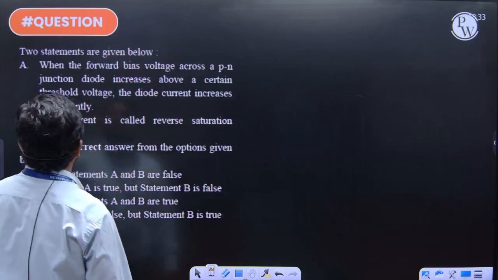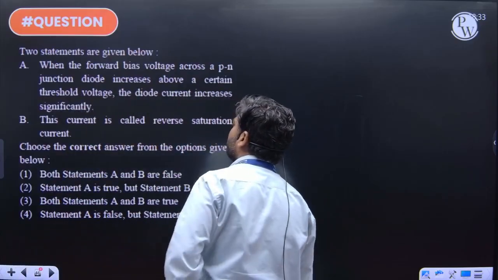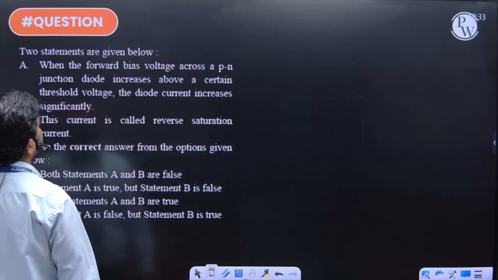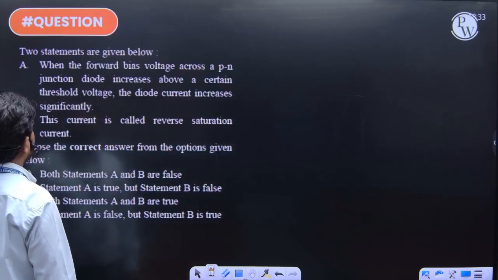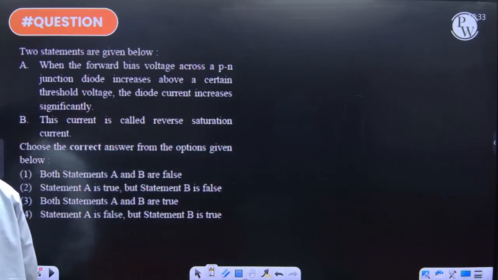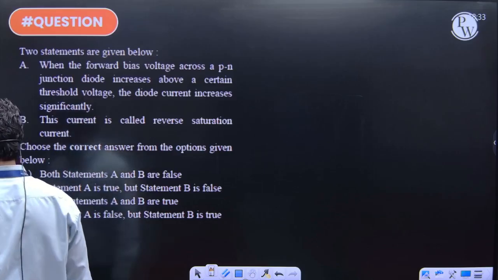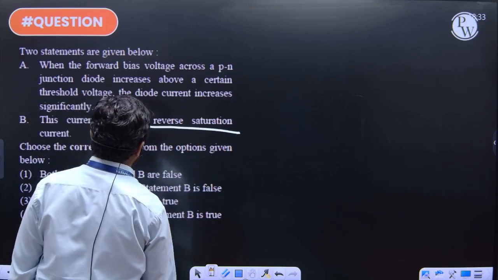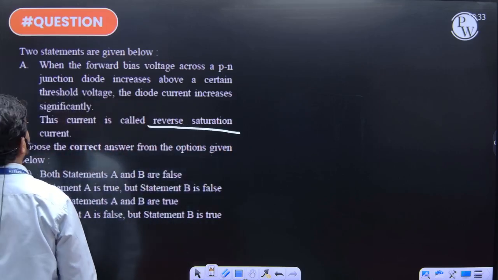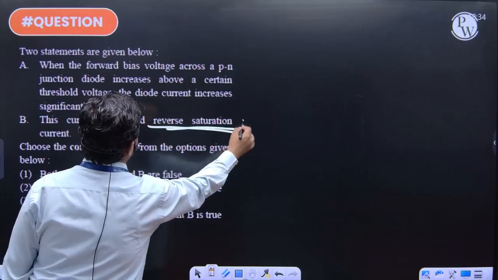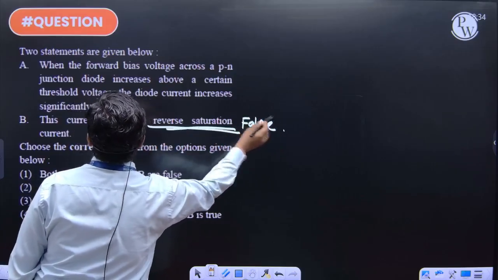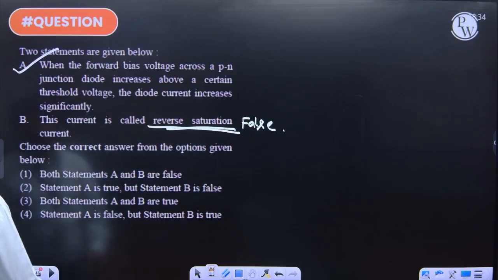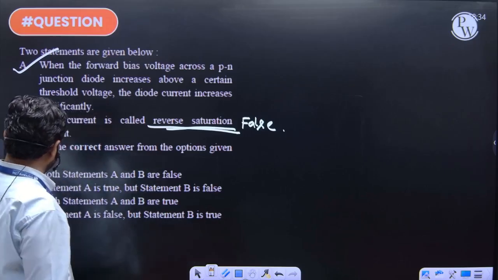The statements are given below. When the forward bias voltage across a PN junction diode increases above a certain threshold voltage, the diode current increases significantly. This current is called reverse saturation current. Forward bias you are increasing, forward bias current you are increasing. So how it will be called as reverse saturation? Just think how it will be called as reverse saturation. So this statement is false. Only this statement is correct. That is correct, but second statement is false. Statement A is true, but statement B is false.